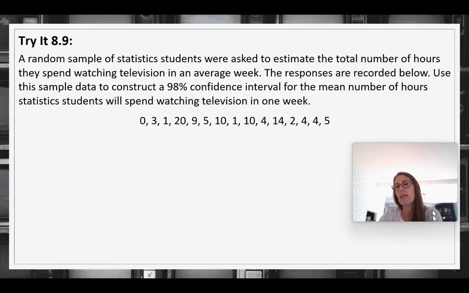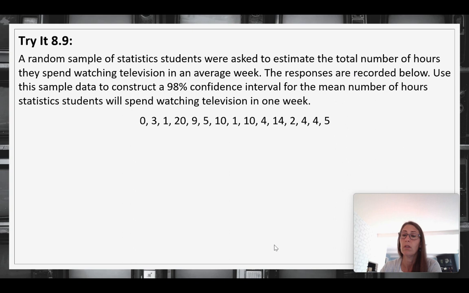There's a lot that's the same in this section compared to the first section, 8.1. What's different is that we're going to calculate the sample mean, and we're going to calculate the sample standard deviation, and we're going to use a t-score instead of a z-score.